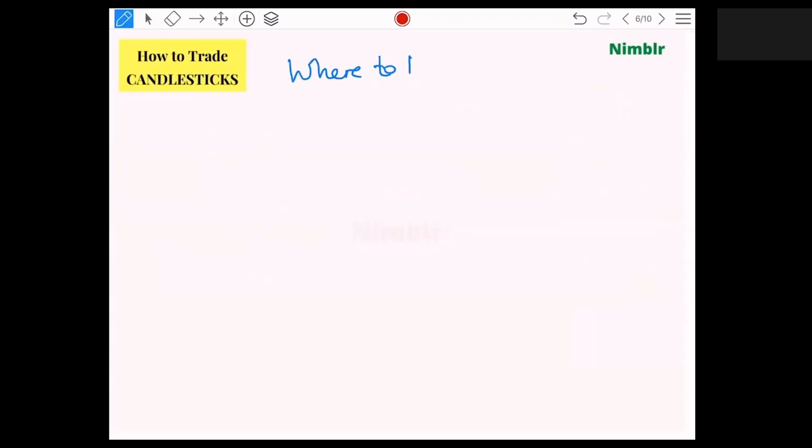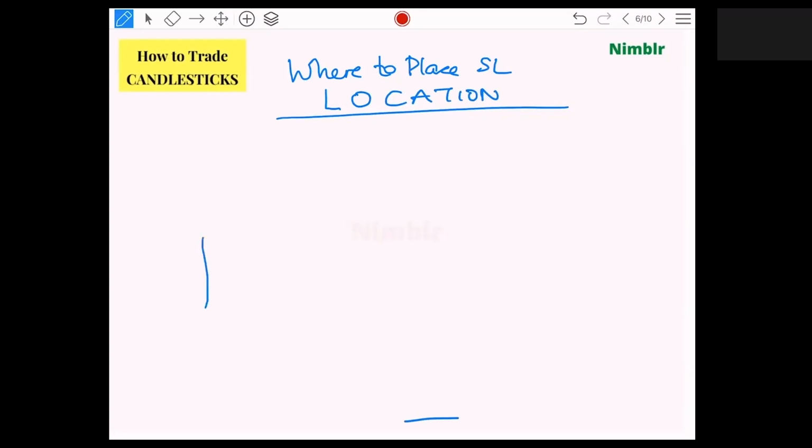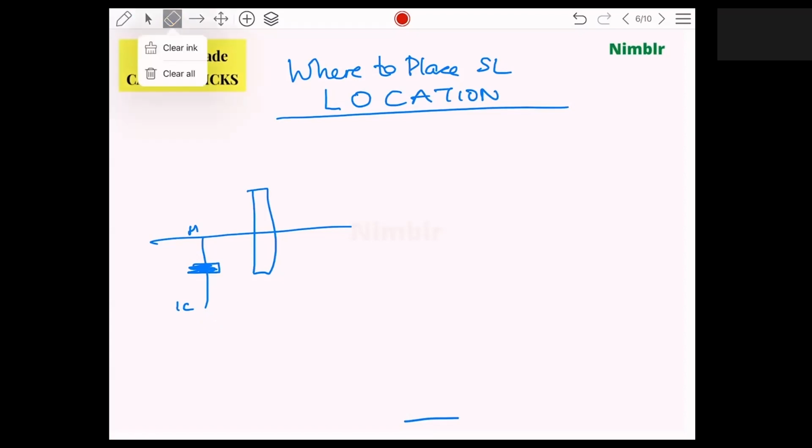Then I'm coming to where to place the stop loss, meaning the location of the stop loss. Okay. In this whole game, this was your IC candle, this was your high, this was your low, right? Then this was a breakout, right? Now, this was your same low.